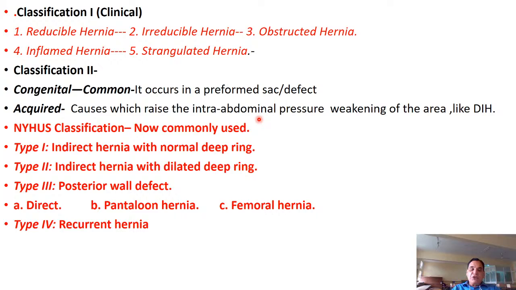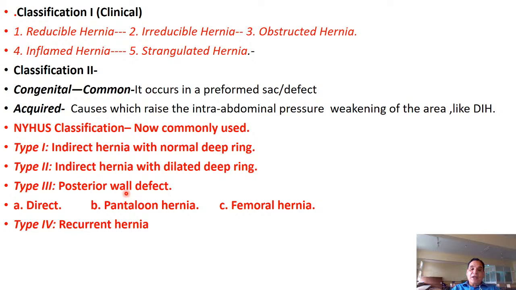Okay. The classification which is now commonly used on anatomical grounds, on investigations, is called the Nyhus classification. This may be asked in exam. What does it say? It is probably more useful. Type 1, indirect hernia with normal deep ring. Remember, indirect hernia with normal deep ring means the surgery is, simply put, excision of the sac. Type 2, indirect hernia with a dilated deep ring, where you can pass a finger inside the ring. That means there is also an associated deformity.